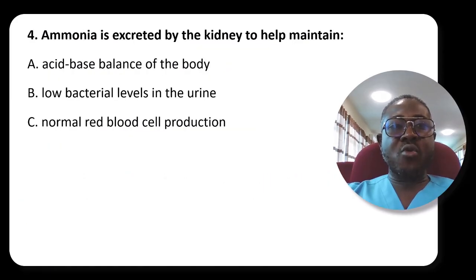Question 4: Ammonia is excreted by the kidney to help maintain: A, acid-base balance of the body; B, low bacterial levels in the urine; and C, normal red blood cell production. So what is your answer? Is it A, B, or C?